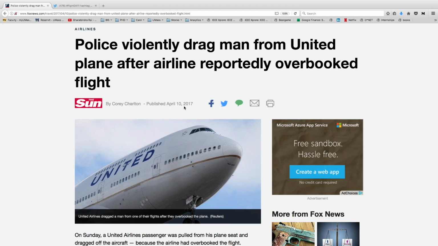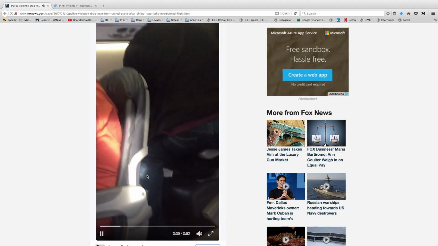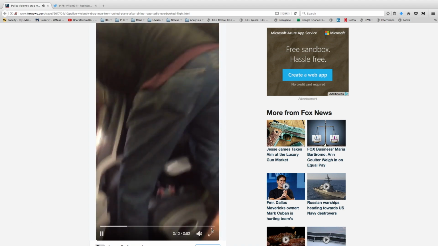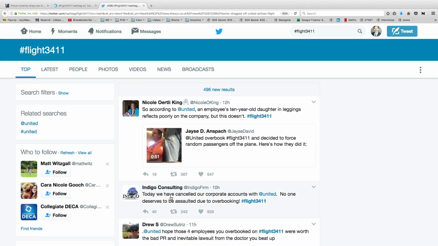In fact, this is news from April 10th, 2017, where you see a police drag a man from a United plane after the airplane reportedly overbooked the flight. As a business, one has to be really careful to handle such overbooking. If you look at tweets on this day, you'll find a lot of negative comments for the company. In fact, there's a company which says, "Today we cancelled our corporate accounts. No one deserves to be assaulted due to overbooking."